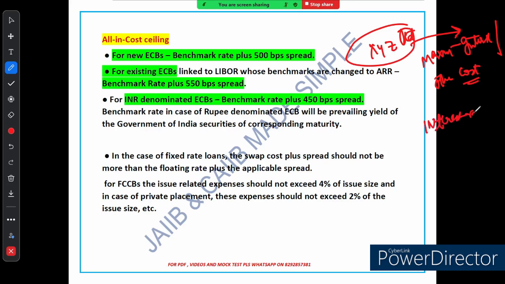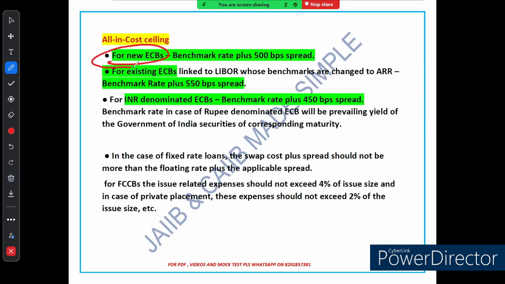The second thing you will add is other fees. What are the other costs? What are the other fees? So let's go over the specifics. See, for new ECB, what did it say? For new ECB, for new external commercial borrowing, the total cost a company can pay is the benchmark rate plus a spread of 500 basis points or BPS.